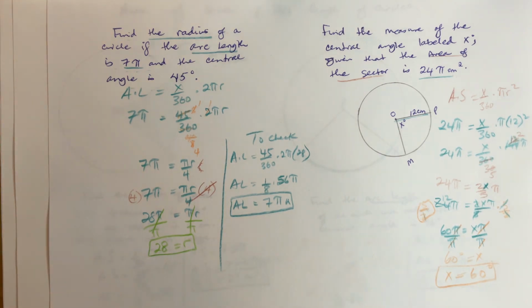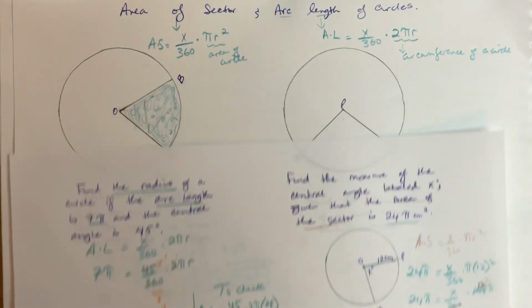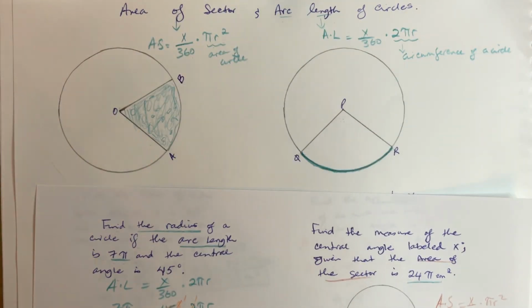So that's it for area of a sector and arc length. Just as I said, picture you're talking about a pizza pie and know what you are working with.